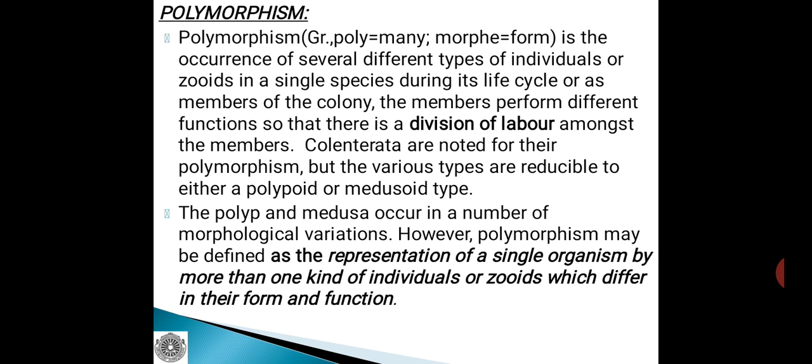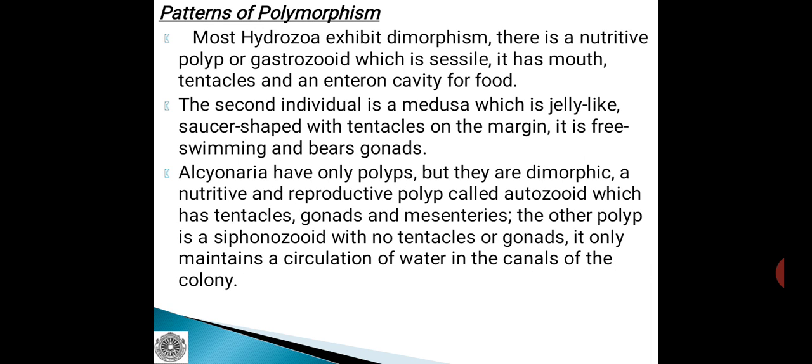However, polymorphism may be defined as the representation of a single organism by more than one kind of individuals or zooids which differ in their form and function. So this is the definition for polymorphism. Now let us go through patterns of polymorphism.